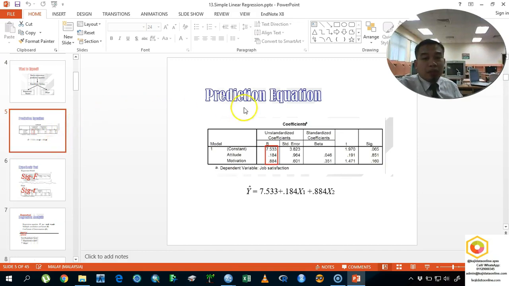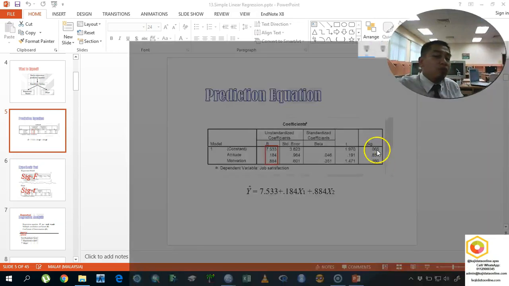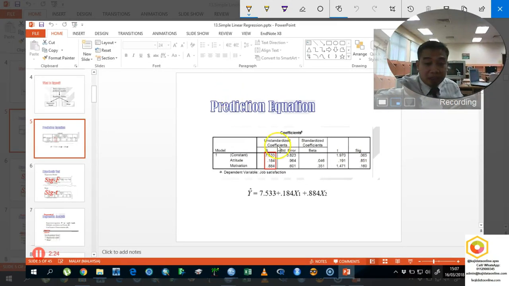So what do you expect? The first one, you are going to produce a prediction equation. This prediction equation will be given to you if you are using regression analysis. For example, this is Y hat equals 7.533. 7.533 is the point that crosses the Y axis. This is called the intercept. In statistics we call it the constant, or intercept. And then 0.18 is the first factor. This one is the second factor. So how many factors you have? So this is our prediction equation. So we can write our equation.